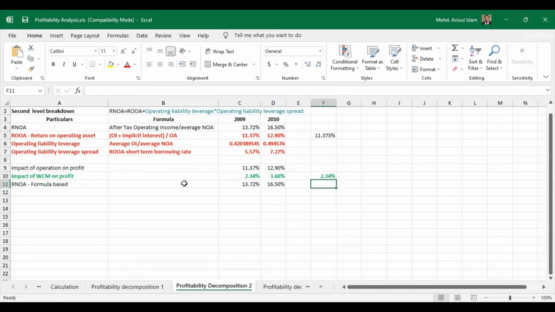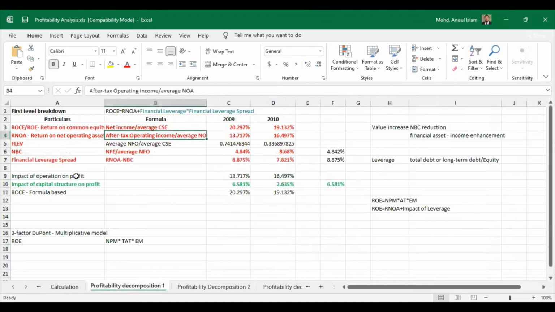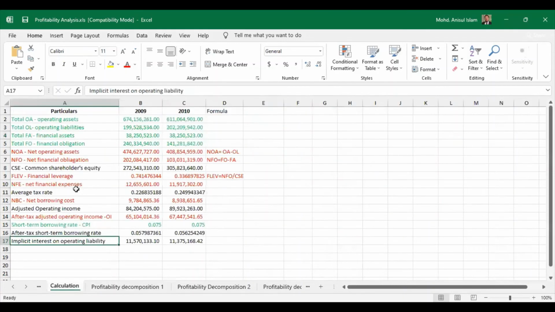But how can we compute it using the formula? Remember how we estimated the financial leverage, because we'll use a similar concept now. Here in the calculation part, you see we estimated the financial leverage by taking the net financial obligations over the common shareholders equity, or CSE. We took the net financial obligations and divided this number by common shareholders equity.